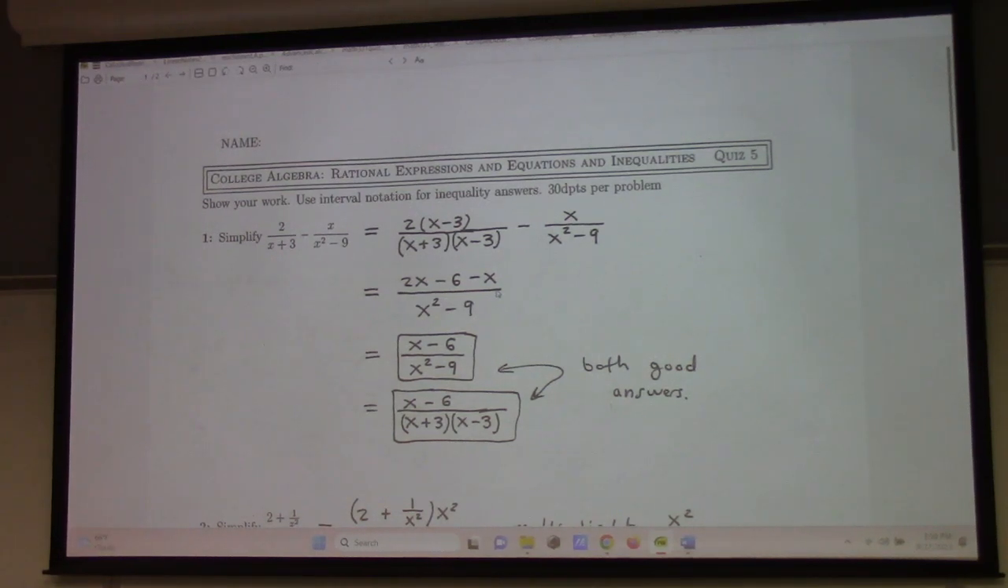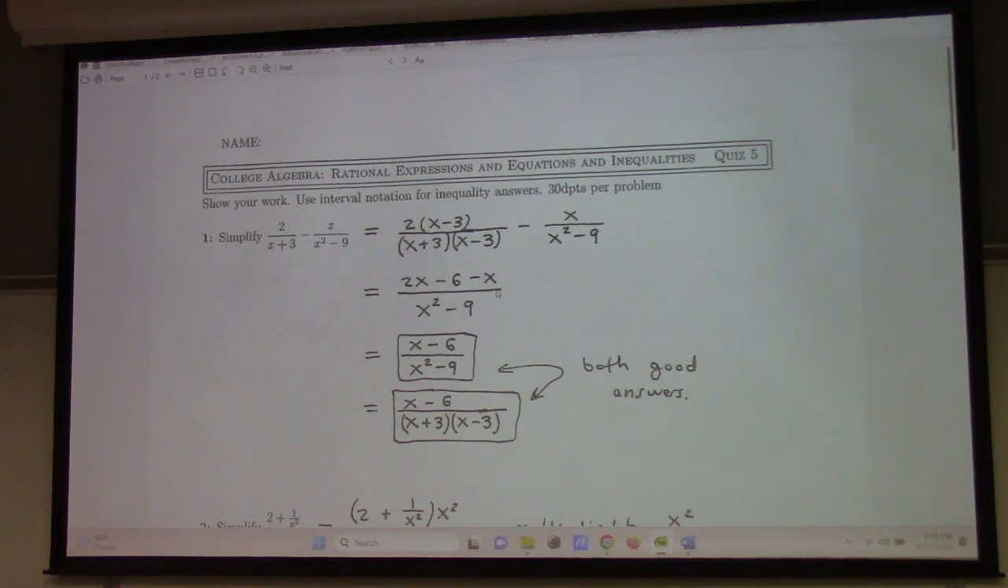Okay, so any of these kind of problems, factoring is so much of it. So what I did was I factored, well, I didn't factor yet, I guess. I made this the same. So this is missing an x minus 3. So I multiply by (x minus 3) over (x minus 3) so that they both have a common denominator of x squared minus 9. And then I can combine and get that out.